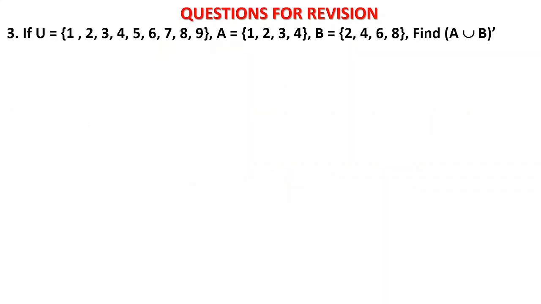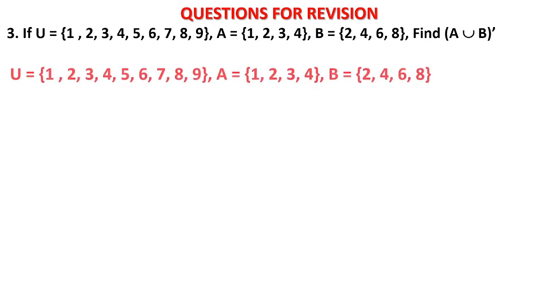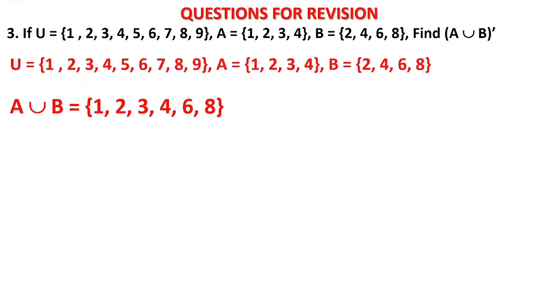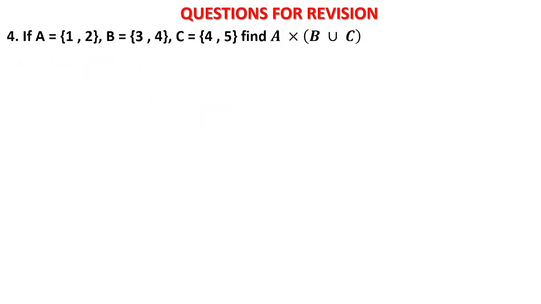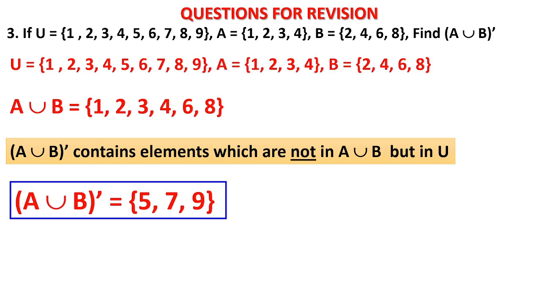Question number 3. You have been given a universal set and two sets. You have to find (A union B)', that is, the complement of A union B. Let us first find A union B, the set of all elements of A and B such that the elements are not repeated more than once. That is 1, 2, 3, 4, 6 and 8. For (A union B)', what is the meaning of complement? It contains elements which are not in A union B but in the universal set. Except 1, 2, 3, 4, 6, 8, what are the elements in the universal set? They are 5, 7, 9. Therefore the answer is {5, 7, 9}.